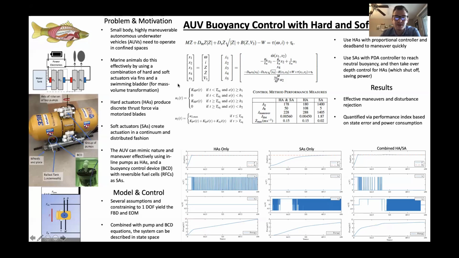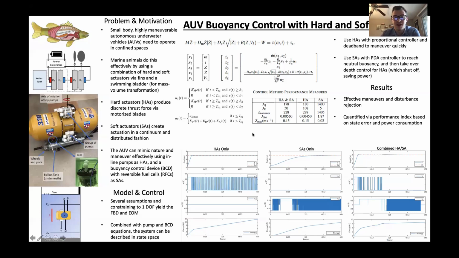For the control algorithm, beginning with the hard actuators, we used a proportional controller with a deadband. The hard actuators then maneuvered the system from our starting depth to our desired depth quickly, while the soft actuators generated gas. The hard actuators would then maintain that desired depth until the soft actuators had generated enough gas to make the system neutrally buoyant at our desired depth. At that point, the hard actuators shut off and the soft actuators take over, abiding by a proportional derivative acceleration control law to maintain the depth of the system.